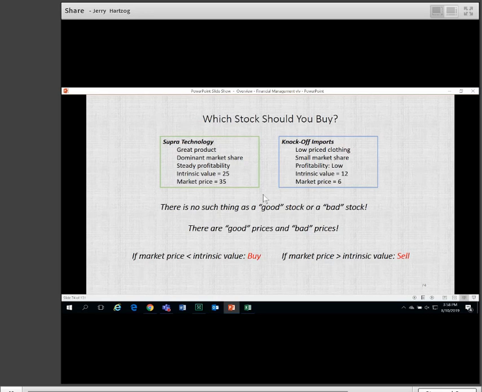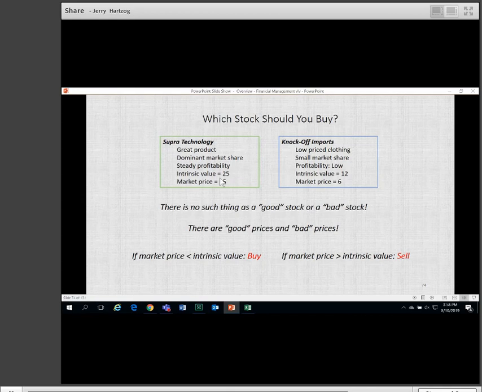Well, if you listen to some of these people on TV, they'll go on and on about what stock you should buy. Well, it's always a Super Technology type stock. It's a great company, great product, blah, blah, blah. Well, fundamentally, there's no such thing as a good stock or a bad stock. There are good prices and there are bad prices.